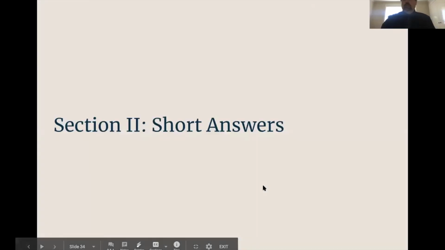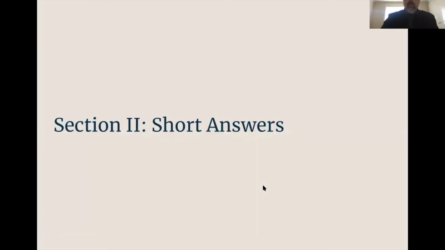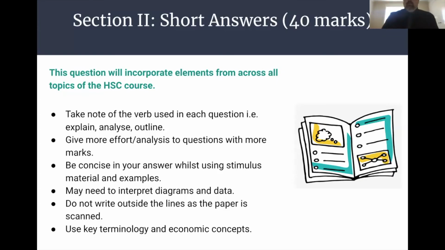So let's move on to short answer questions. So the short answer is 40 marks overall. So it's a fair chunk of the exam, and it's one that students should try to get maximum marks out of. And they do this by reading the questions carefully, looking at the verb in the question. So now we're going to pay more attention to the glossary terms that we've looked at in the previous email. Give more effort or analysis to questions with more marks, that's obvious. Be concise in your writing, use stimulus and examples.